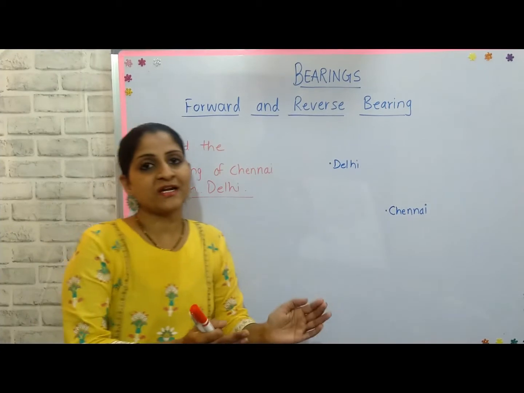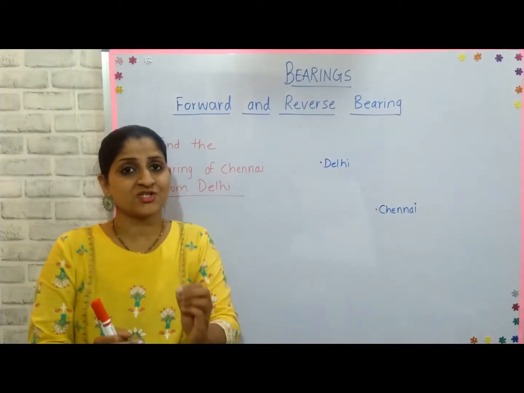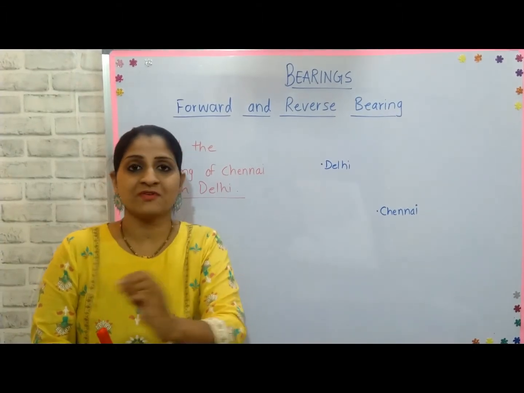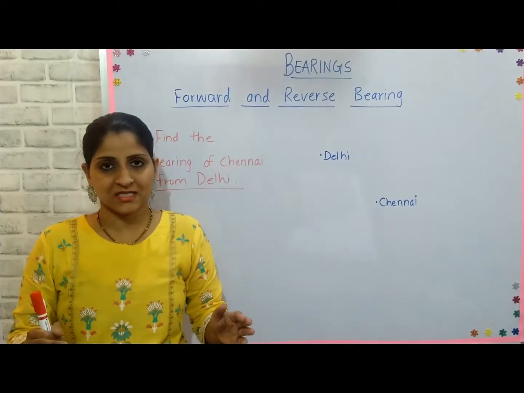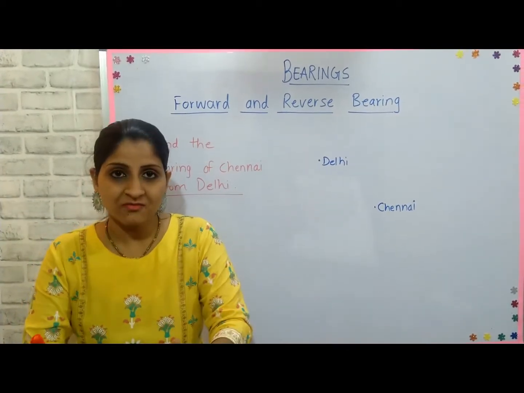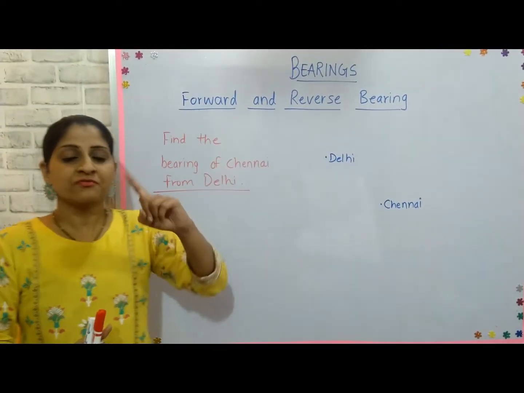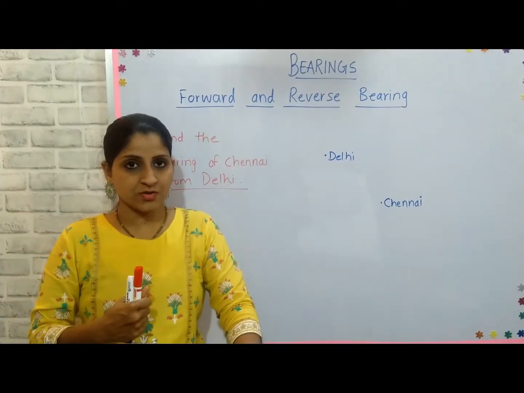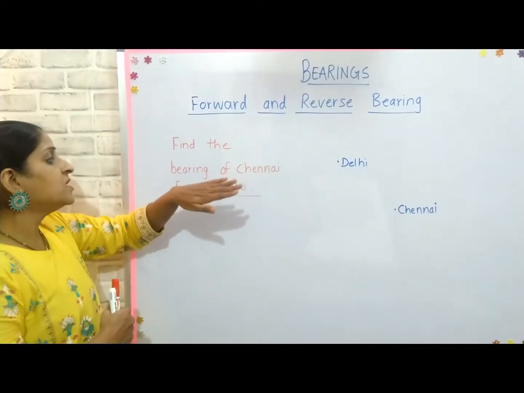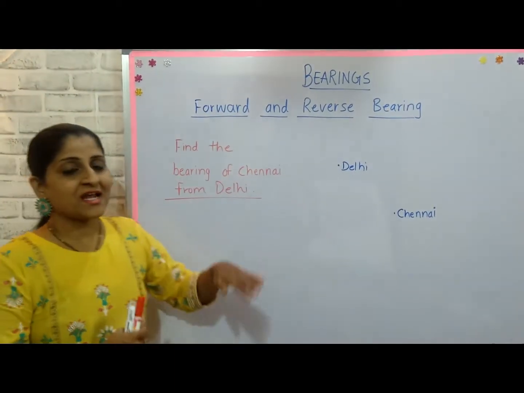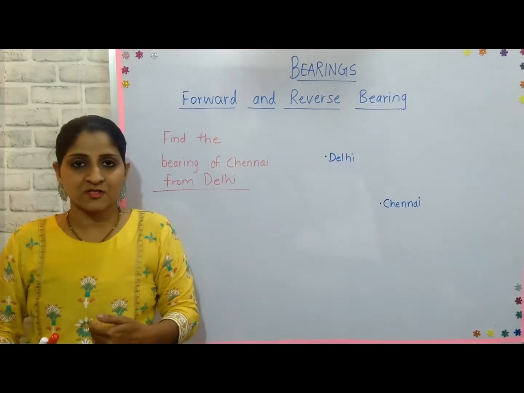Now, how do we find a reverse bearing in a particular case? It's very easy, very simple. I'll just give you one simple formula, and with that formula you can find the reverse bearing for any of the forward bearings that are given to you. So let's begin with one example question. I have already written an example question here. First, we are going to find the forward bearing, that is the original bearing of Chennai from Delhi, and after that we will apply the formula and find out the reverse bearing.